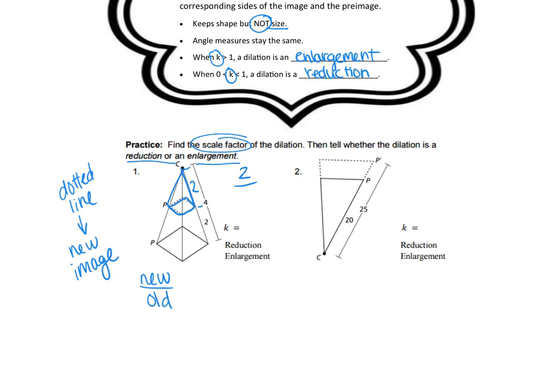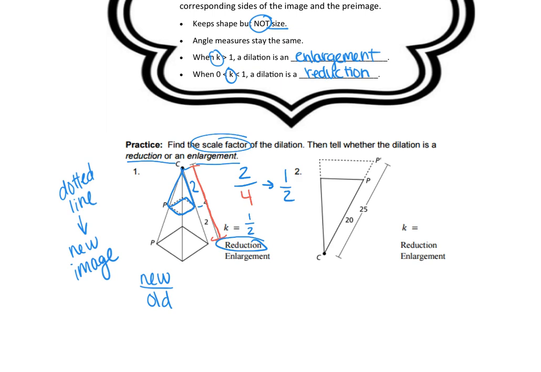For the old one, that's going to be the entire side length here, all of this. So our bottom number is going to be 4. So our scale factor is 2 over 4. We always want to reduce if possible. This fraction can be reduced to 1/2. So our scale factor is 1/2. And we said on the last page, if your scale factor is between 0 and 1, it's going to be a reduction. It's getting smaller.